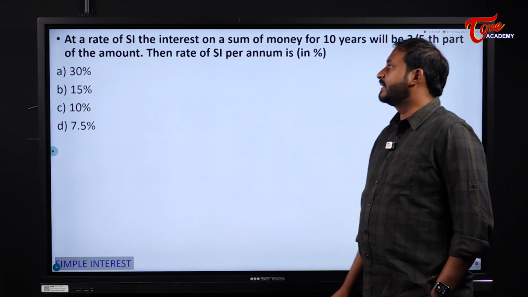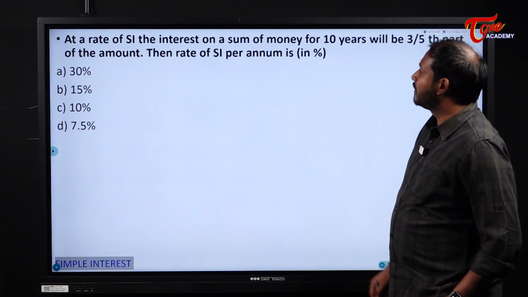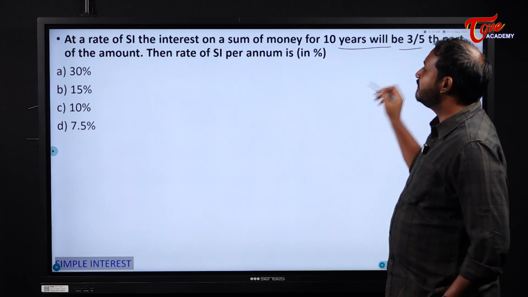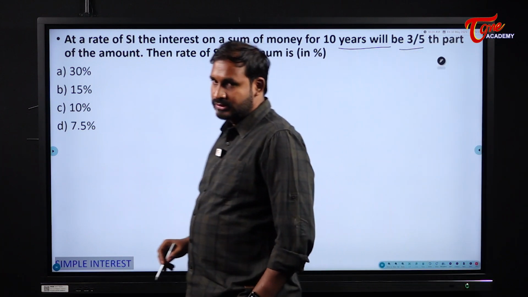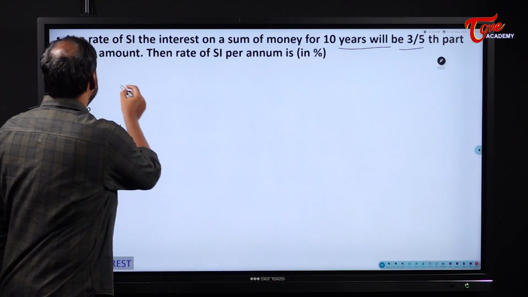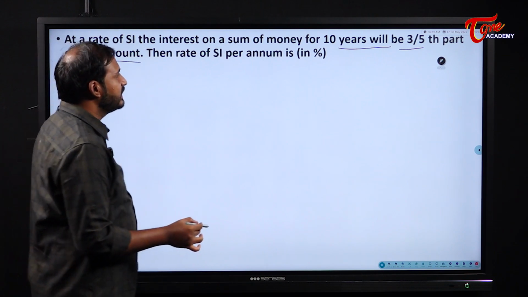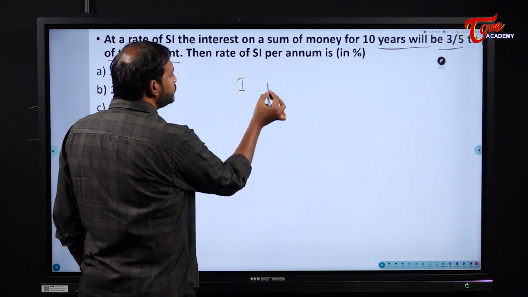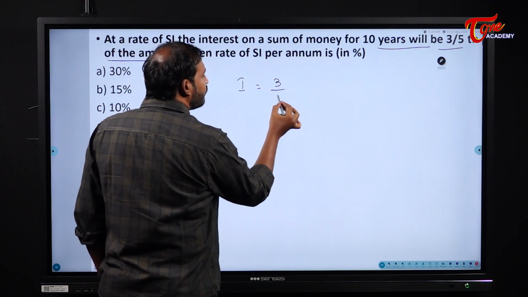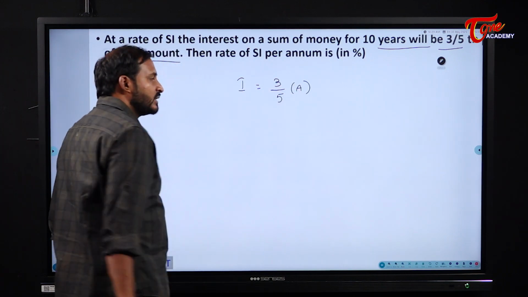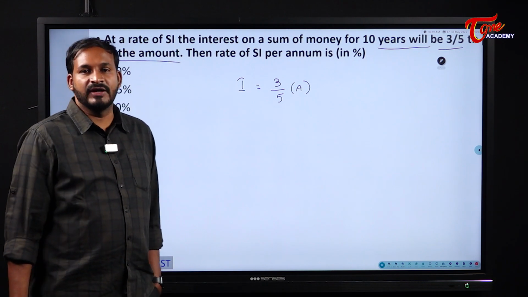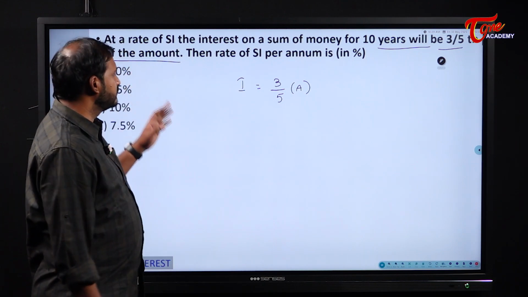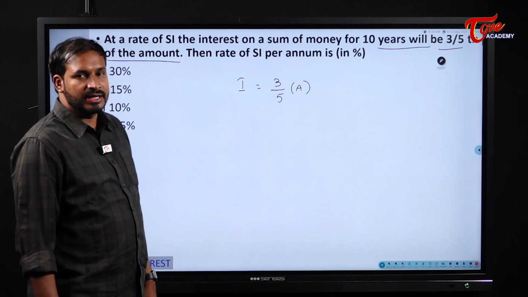Next one. At a rate of simple interest on a sum of money for 10 years, the interest will be 3 by 5th of the amount. Okay. Now please observe this one carefully, student. What they are telling? Interest is equal to 3 by 5 of what? Amount. Interest is equal to 3 by 5 of amount. That is the thing they are telling, right? Interest is equal to 3 by 5 of amount.